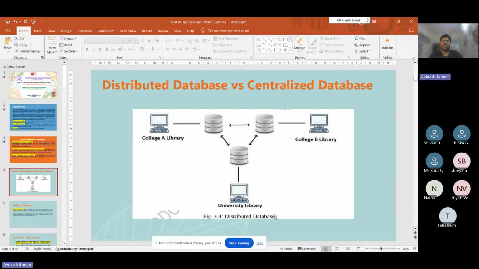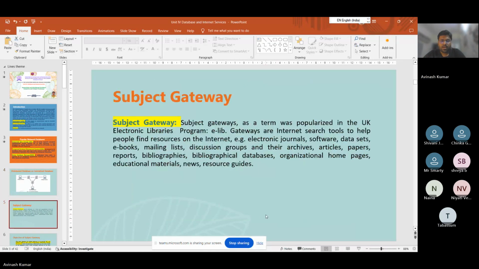So this is the distributed database versus centralized database. Okay, and next one is a very simple topic, distributed and centralized database, so I will not discuss it deeply. And now I will come to the subject gateway.